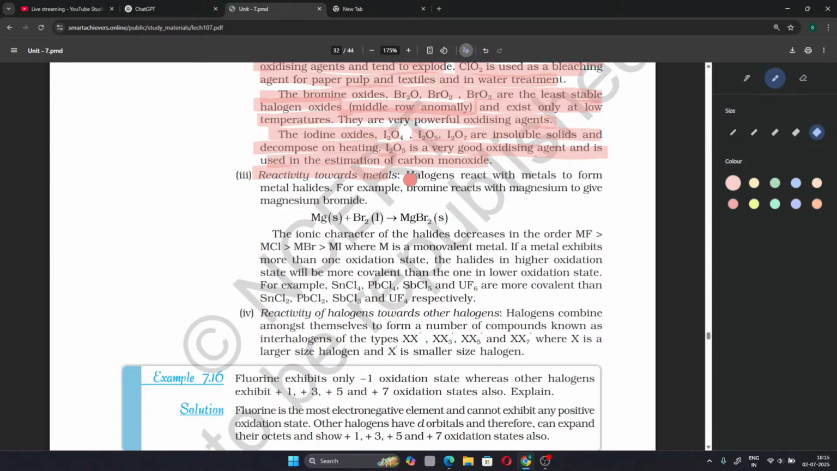Reactivity towards metals. Halogens react with metals to form metal halides. For example, bromine reacts with magnesium to give magnesium bromide. Magnesium plus bromine gives magnesium bromide. The ionic character of halides decreases in the order of MF, with metal fluoride having the highest stability and ionic character due to the high electronegativity of fluorine.